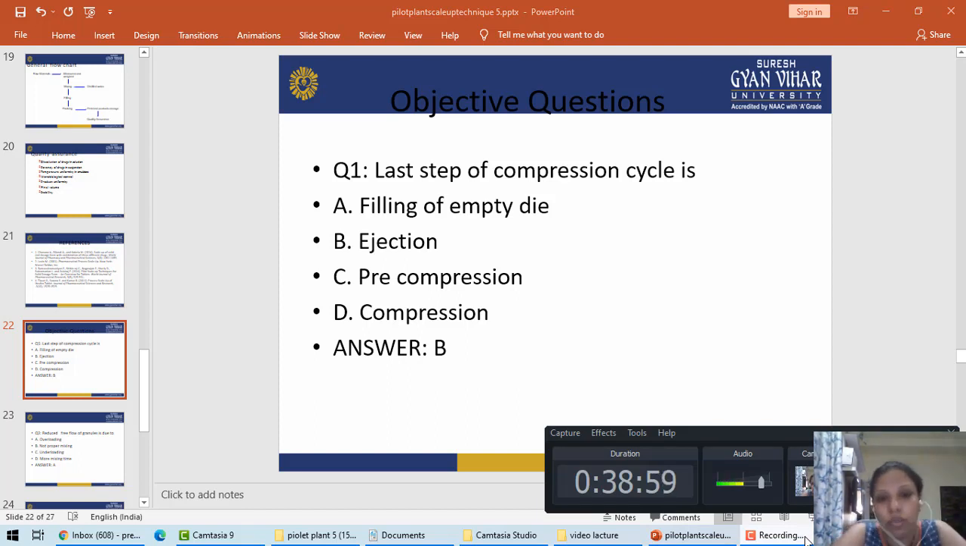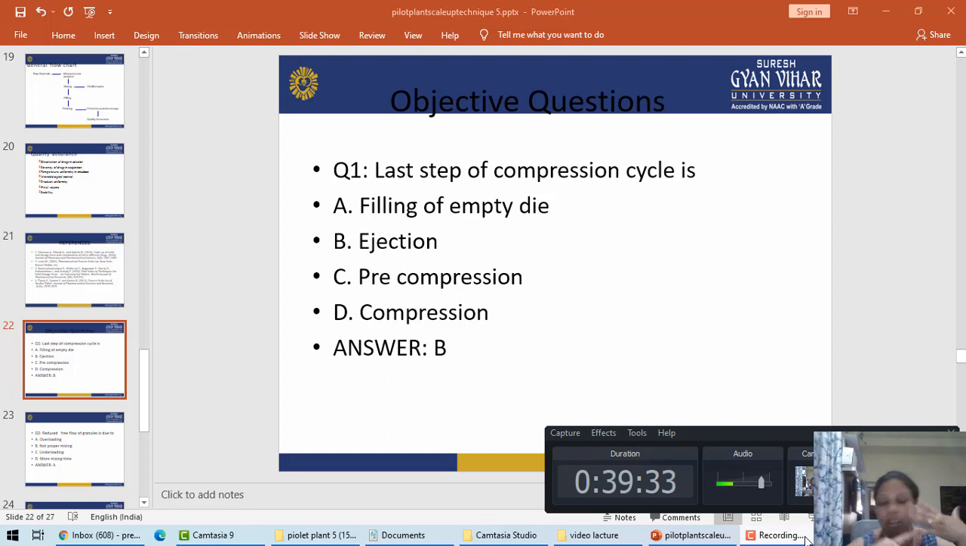Okay, so now come to the objective questions. My first objective question is, last step of compression cycle is. In the last class we have discussed the compression in detail, so you should know about it. What is the compression cycle and why is it so important? For compressing mixed ingredients into the form of a tablet, we need compression, and there is a specific compression cycle.